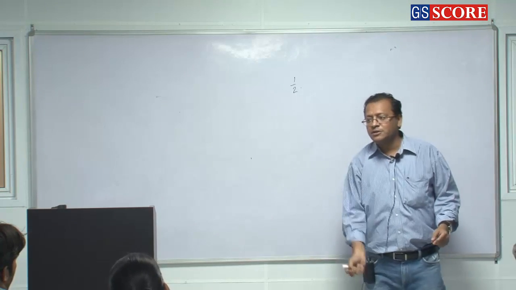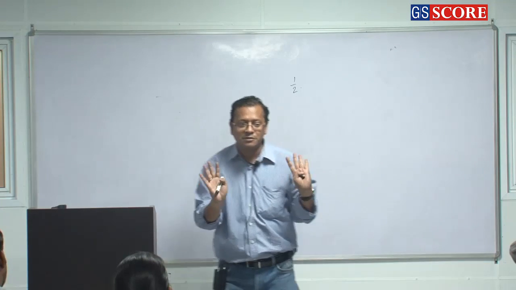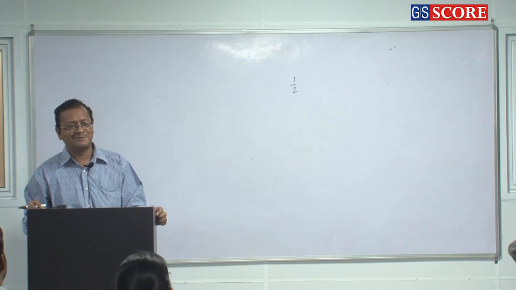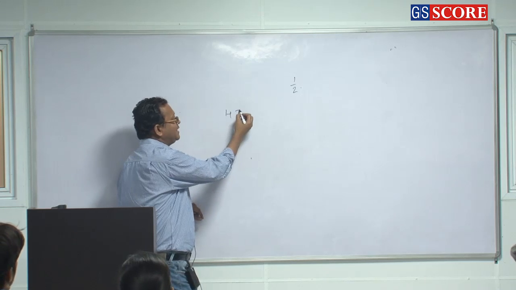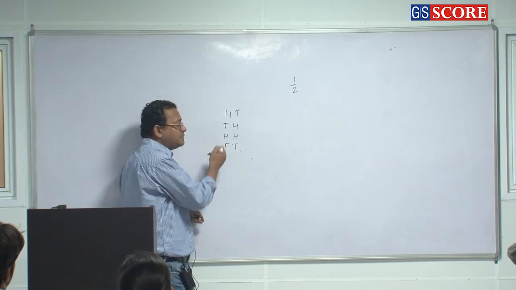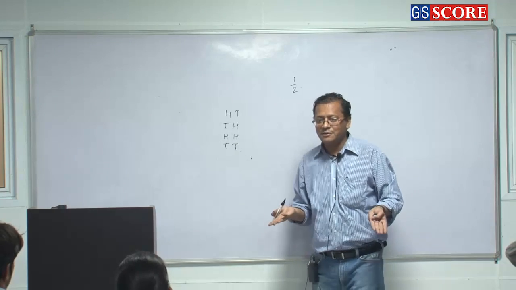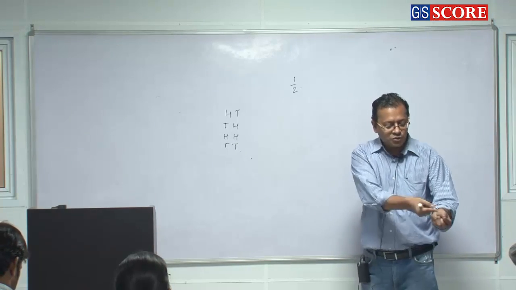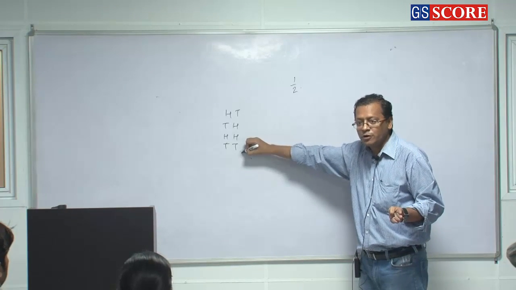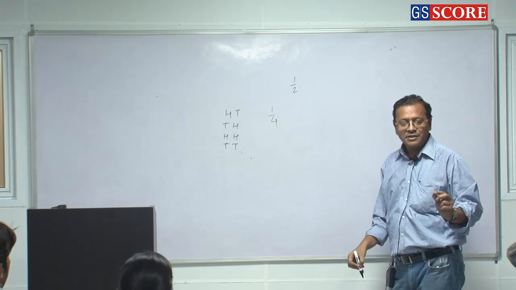Now 2 coins are tossed. What is the probability that both of them show heads? So how many cases are there? Head, tail, tail, head, head, head, tail, tail. Please remember, head, tail and tail, head are different. If this shows head and this shows tail, and this shows head and this shows tail, these two are different cases. And head, head. So how many cases are there? 4, out of which 1 is favorable. So what is the probability? 1 by 4.